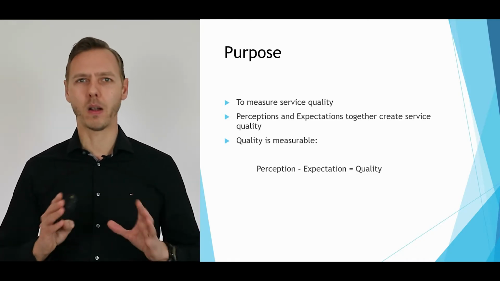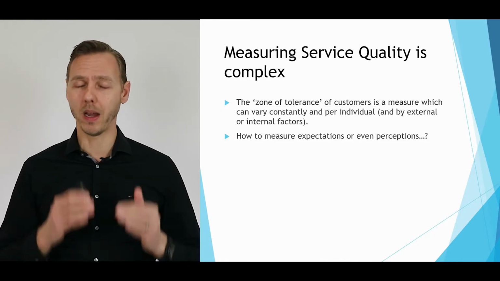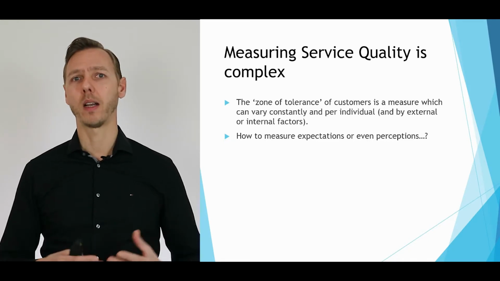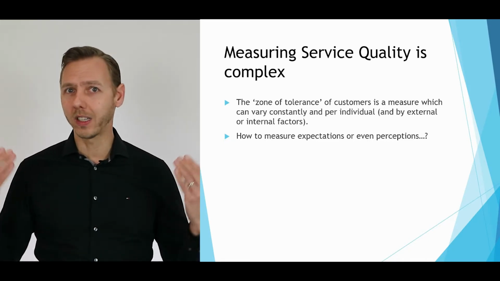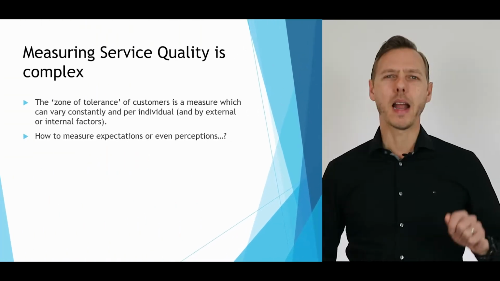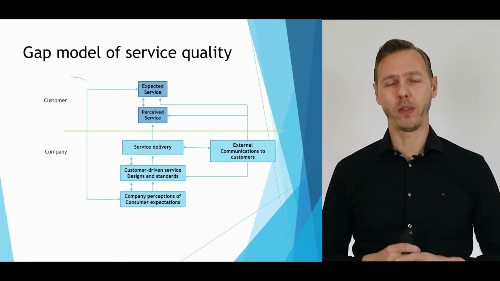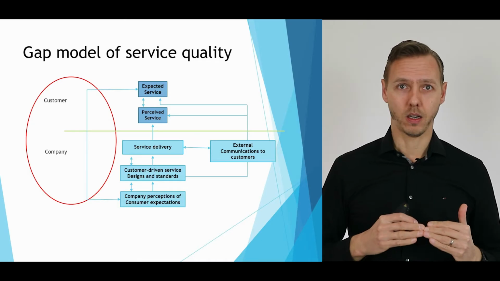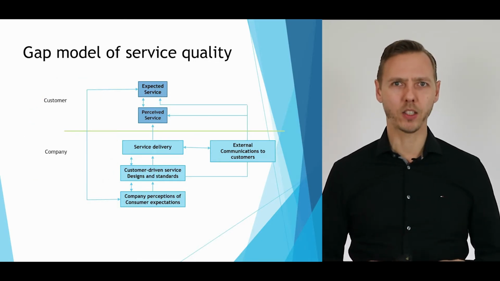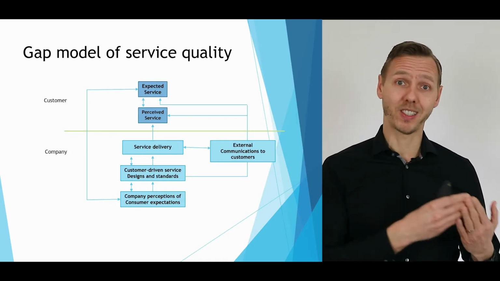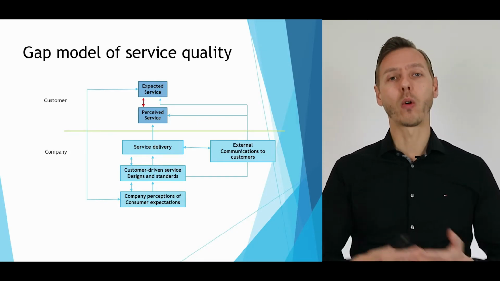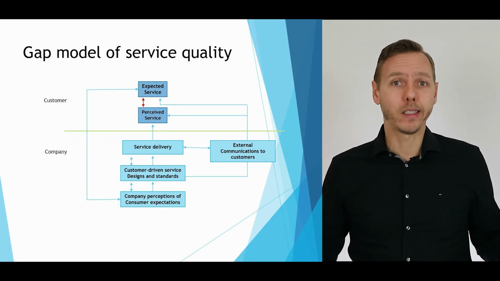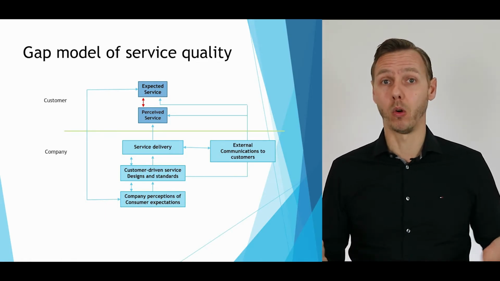Now there is a lot of theoretical background behind all these different gaps. I'm not going to go too much into detail of those. I'm going to try to explain the reasoning and the thoughts behind it. You already see that the top of this model has the word customer and the bottom has the company. Now, the whole model is based on the thought that customers perceive a certain service or accept a certain service. And between those, there is probably a gap or not.